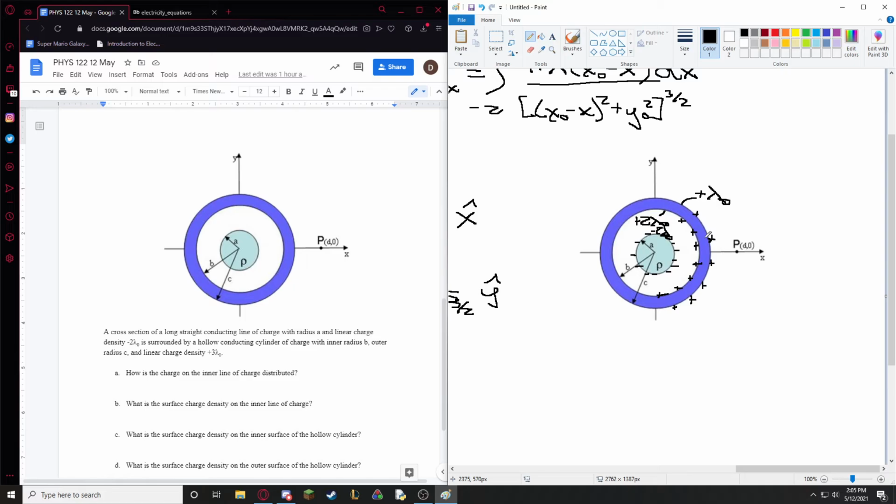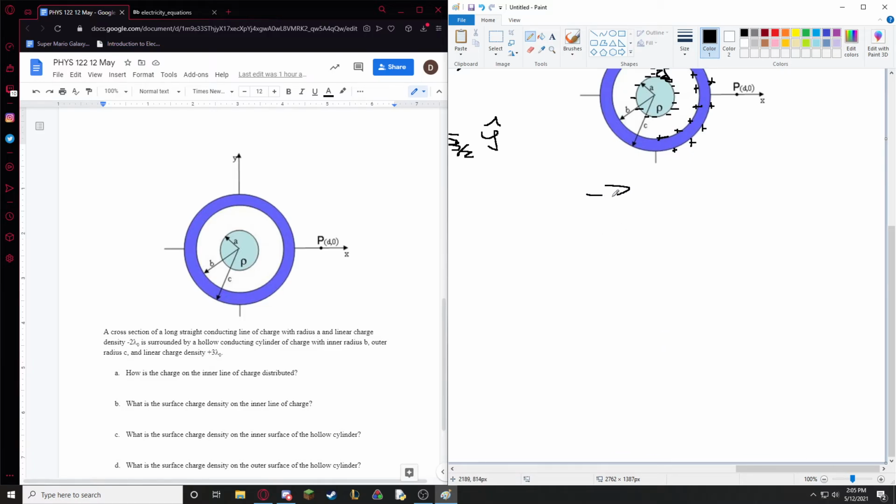So now, how do we actually get the surface charge density on the inner line of charge? We're given the linear charge density -2 lambda naught. How do we go from that to a surface charge density? Sigma times L. Oh, sorry. Well, go ahead. Lambda times L should give you your charge, right?